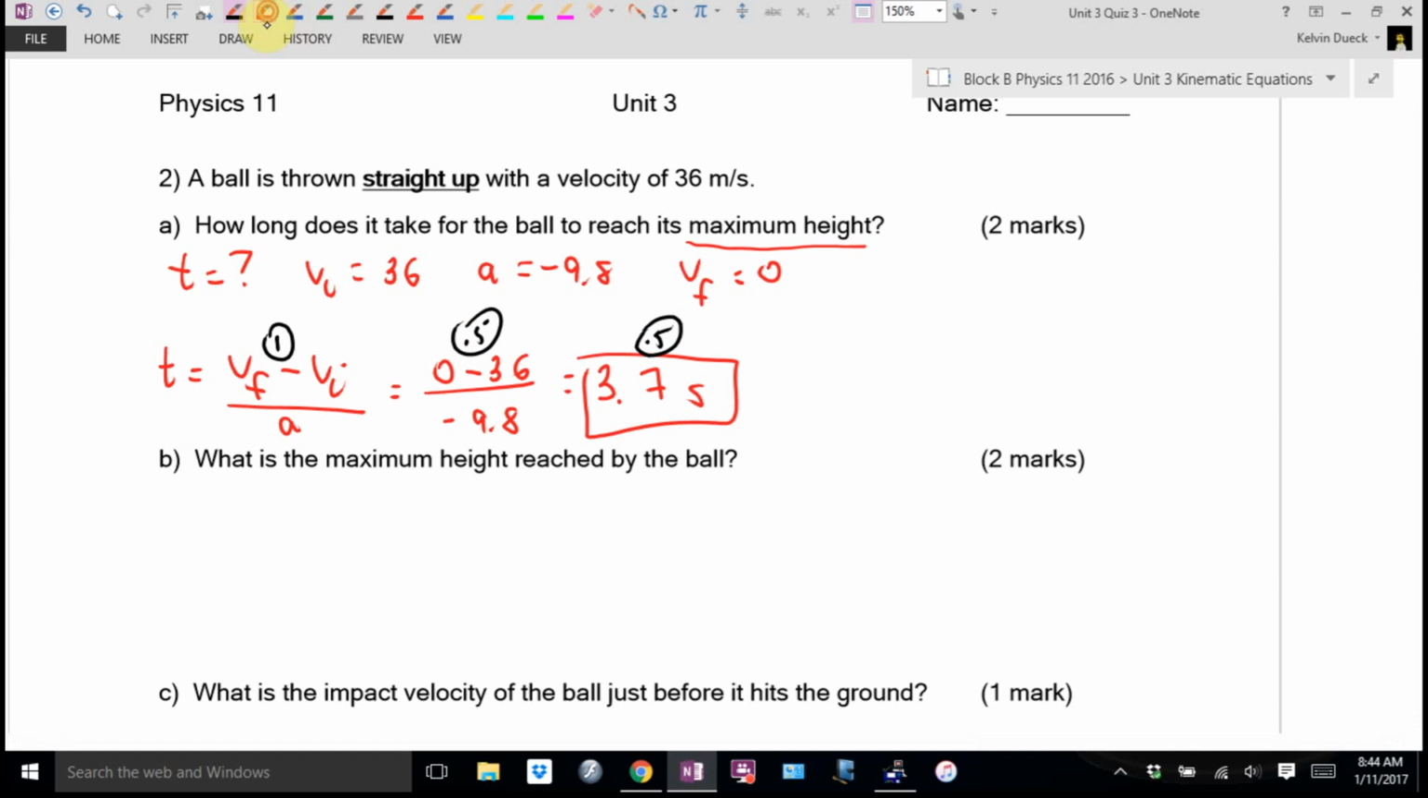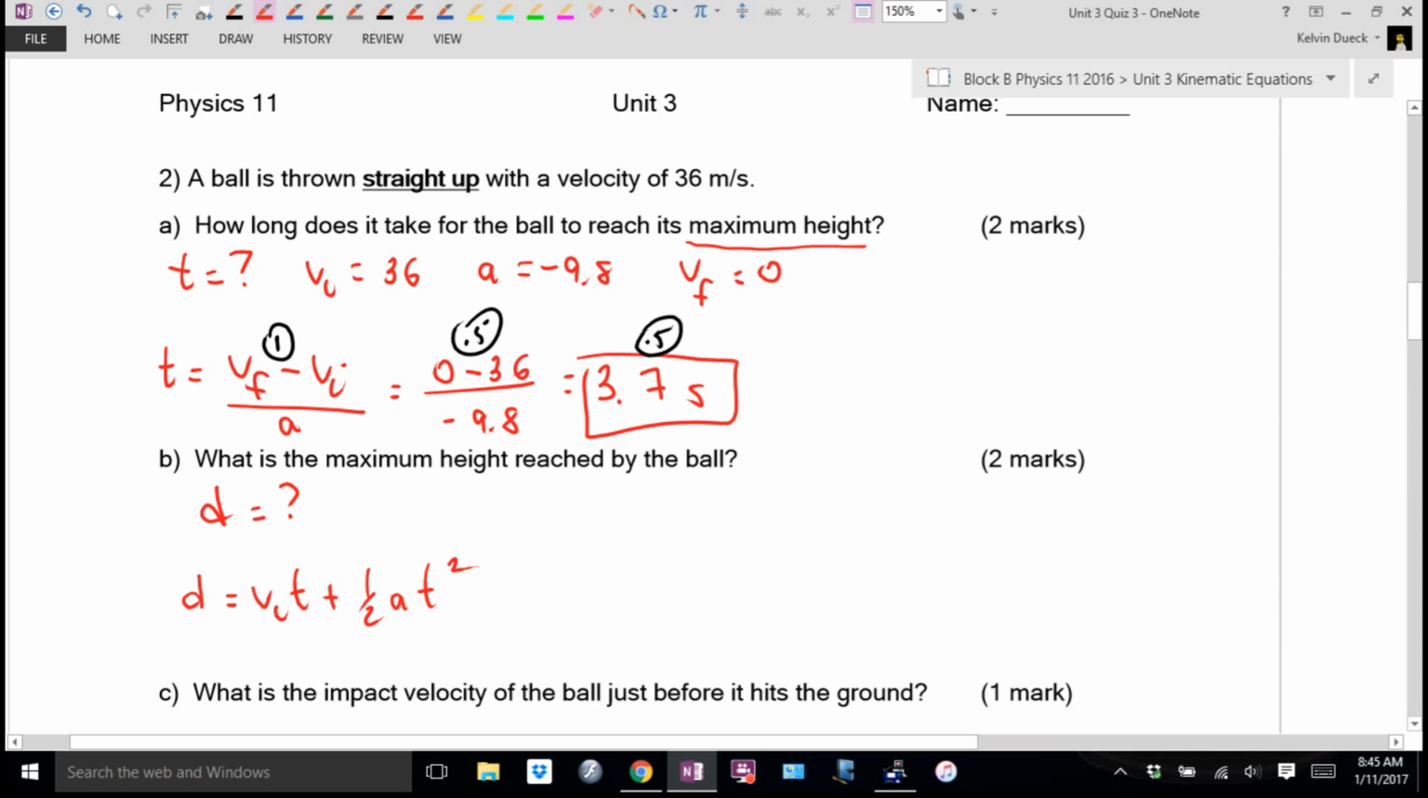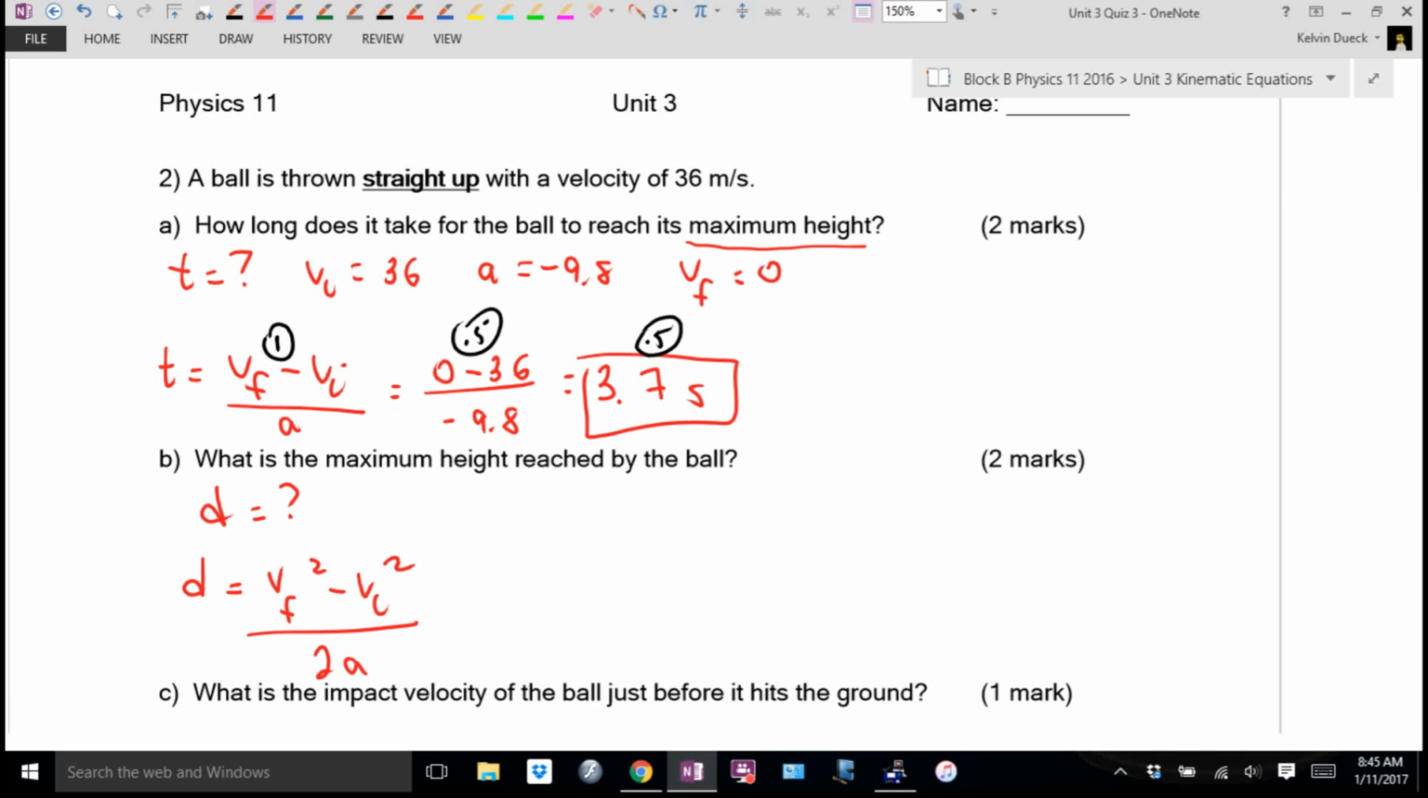What's the maximum height? We're still at the top, so I'm just going to look at my data in part A. I'm not going to rewrite everything. You could if you wanted to. I think I can go D equals VIT plus a half AT squared. Oh, wait a minute. Then I'm using my time value. I don't want to. You know what? I think I can go D equals VF squared minus VI squared all over 2A. That's probably what I would choose to do, because that way I'm using stuff they gave me to find D. I wouldn't mark you wrong if you used T and went D equals VIT plus a half AT squared, and you would get the same answer no matter what.